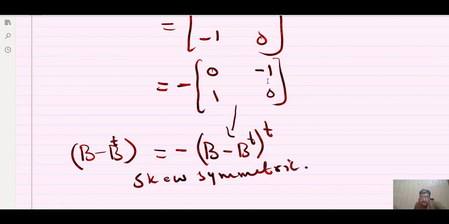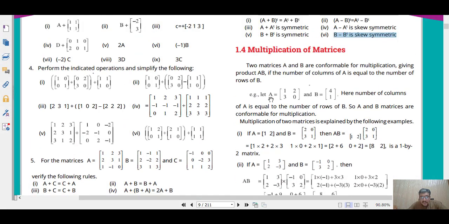So I hope you are clear about this exercise, and we have completed exercise 1.3.